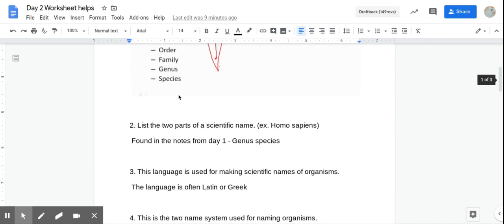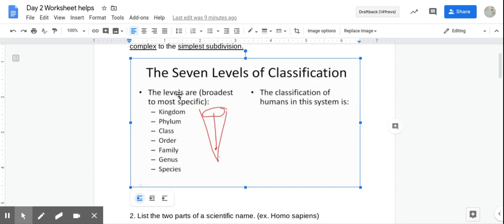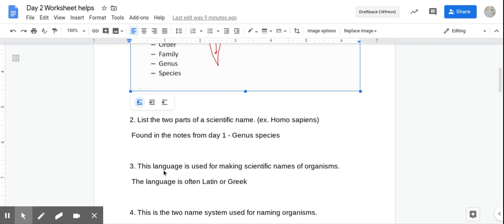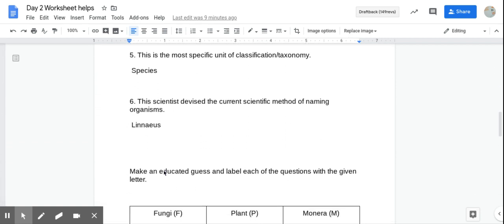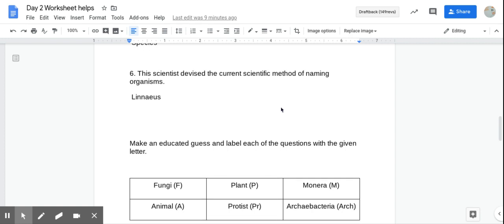All right, number 5, what is the most specific unit of classification? If you go back to number 1 and look at the little chart, the most specific or most narrowed down is species. So that's species on number 5. Number 6, from our notes, it's Linnaeus. He is the one we give credit to for the most current scientific method of naming organisms.